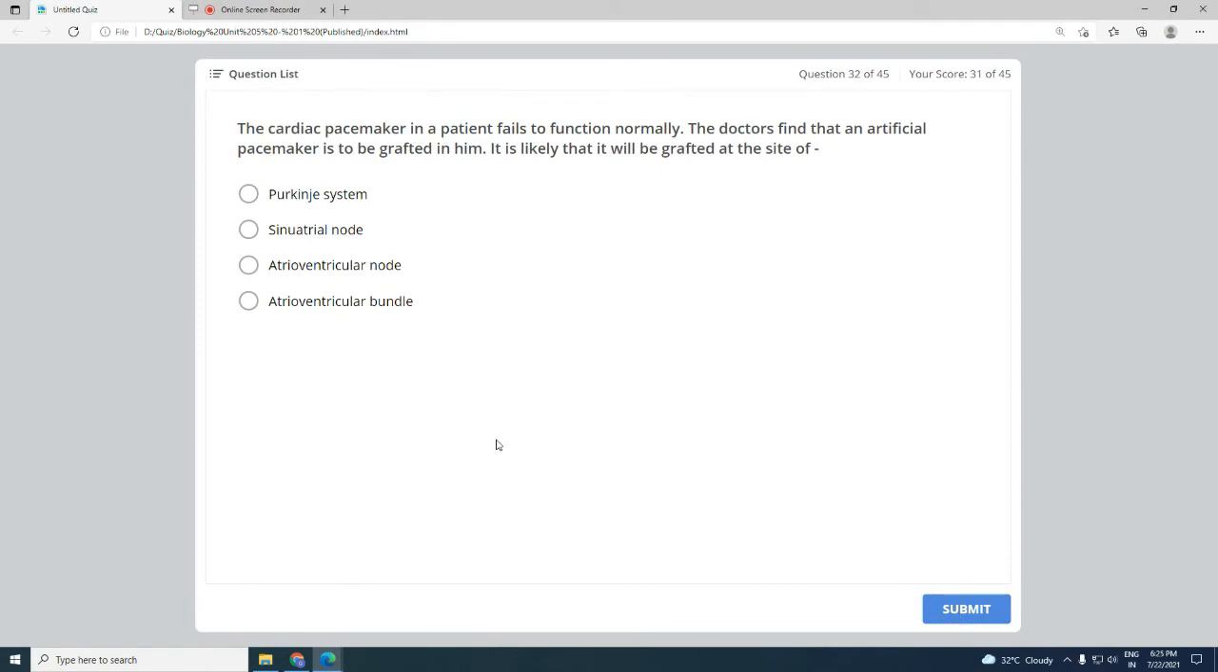The cardiac pacemaker in a patient fails to function normally. Then the doctors find out that an artificial pacemaker is to be grafted in him. It is likely that it will be grafted at the site of option A, Purkinje system. Option B, sinoatrial node. Option C, atrioventricular node. Option D, atrioventricular bundle. Which is the right answer?